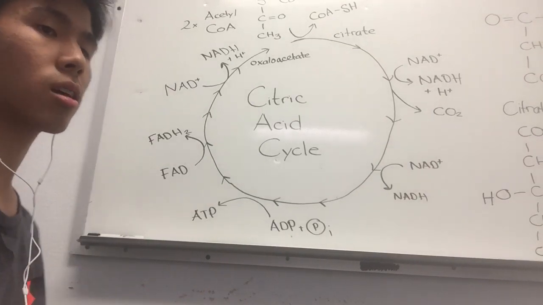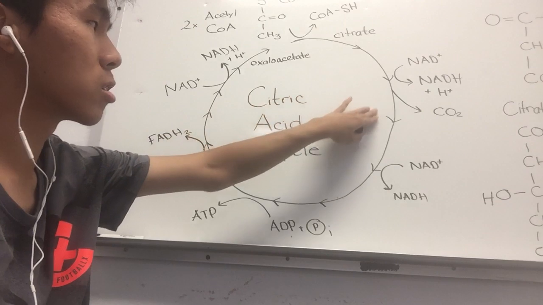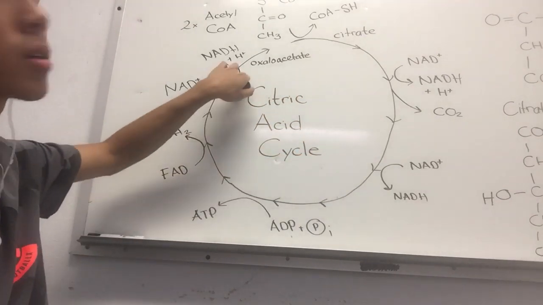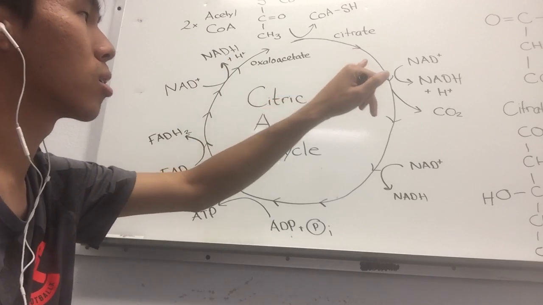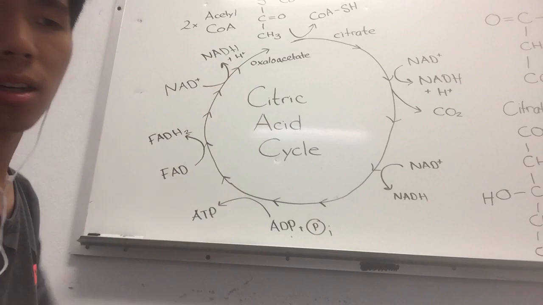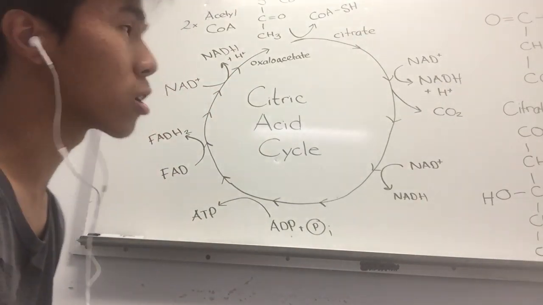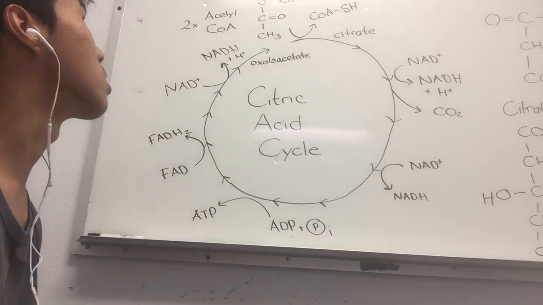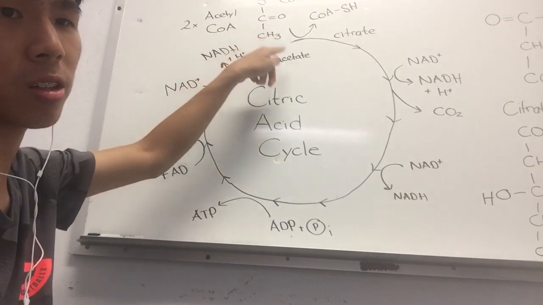And yeah, that's it. It's a lot more complex than this. The structure changes throughout the cycle, but we don't really have to know that in detail. We just have to know the products of the cycle that are formed. So the starting material is acetyl CoA and oxaloacetate.